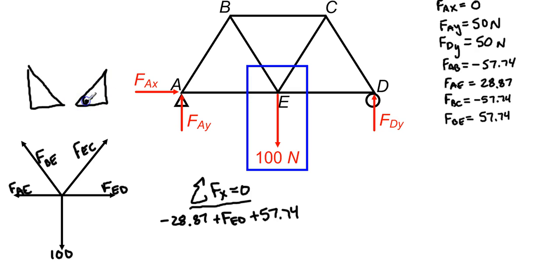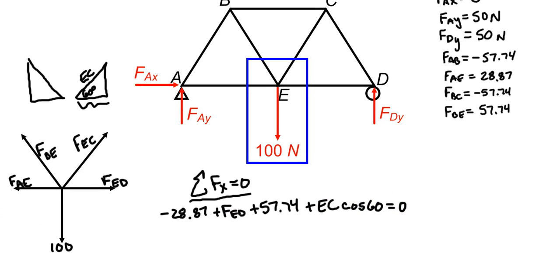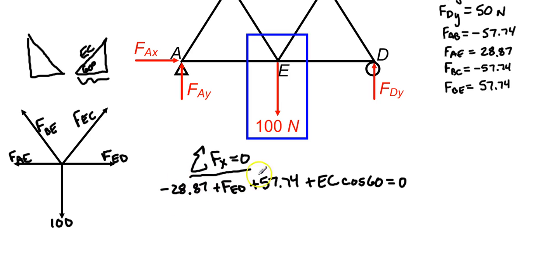and then we've got the horizontal component at EC. We know this is a 60-degree angle, so no special calculations needed here. I need this piece right here. This is EC. So that's going to end up being EC times the cosine of 60 degrees. All that's going to be equal to 0. We can simplify this a little bit by combining this guy and this guy. We don't know what ED is.